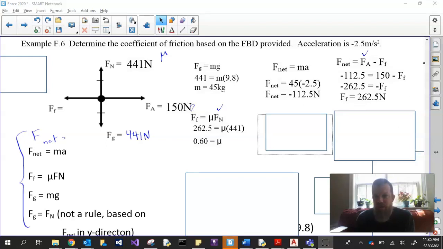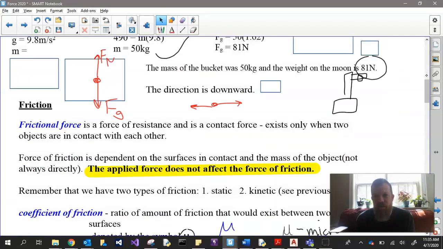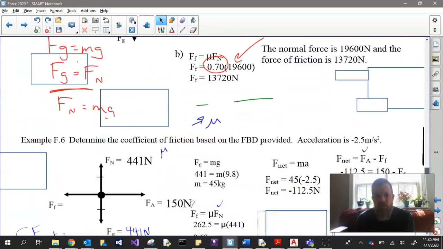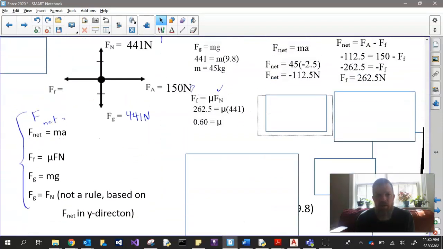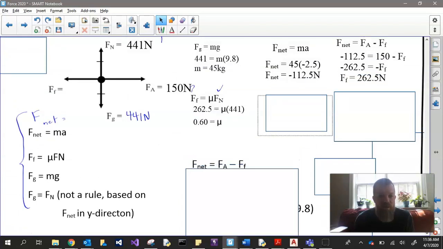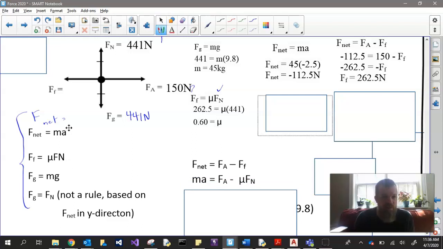Well, yes. Sorry about that. If in this scenario, I always start with the F net equation, F net equals Fa minus Ff. We know that F net also equals Ma, so I'm going to replace F net with Ma right here. Fa never changes, and Ff equals mu Fn. So I'm making a substitution. The Ma goes in here, and the mu Fn goes in here.